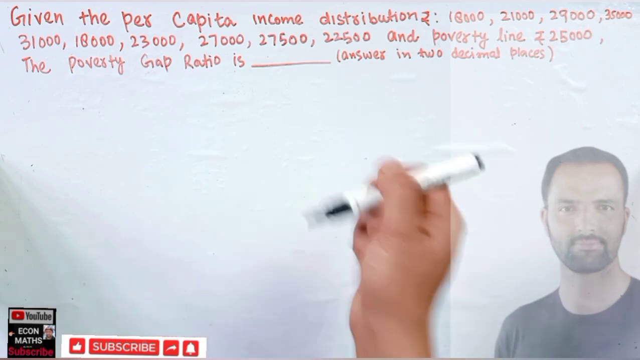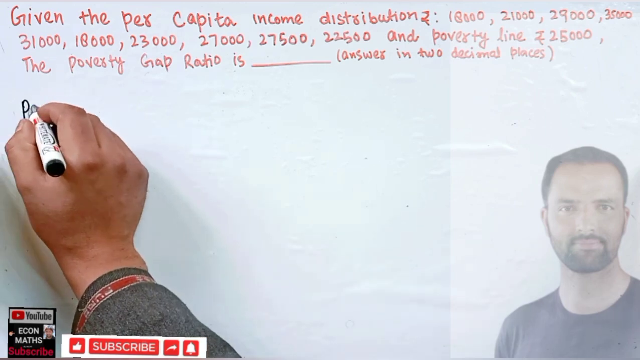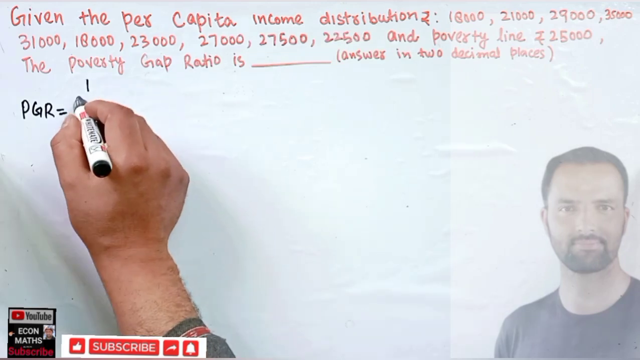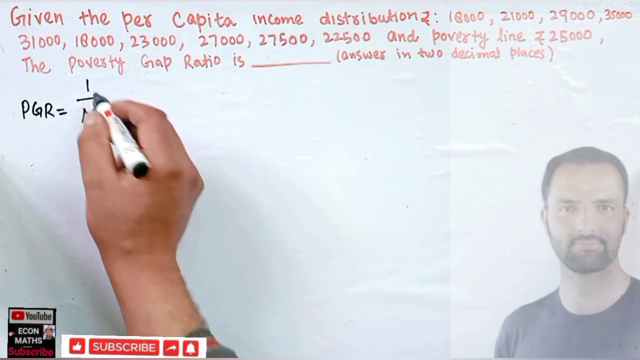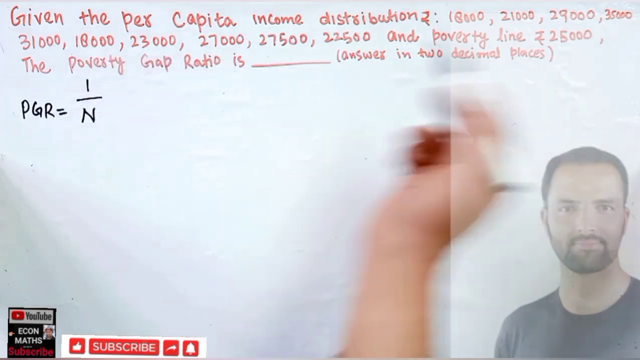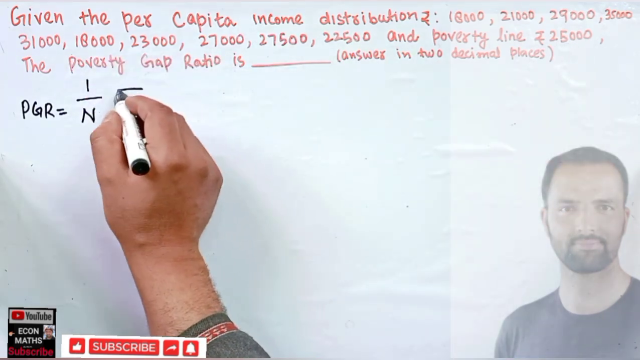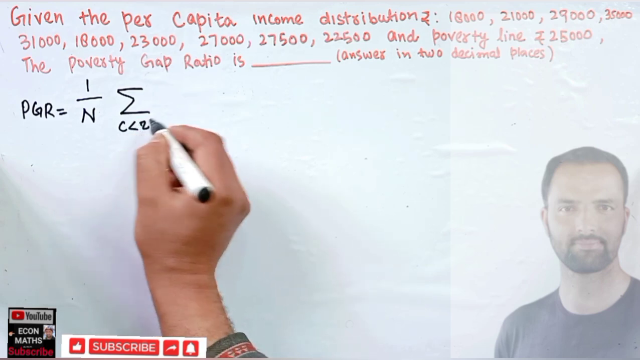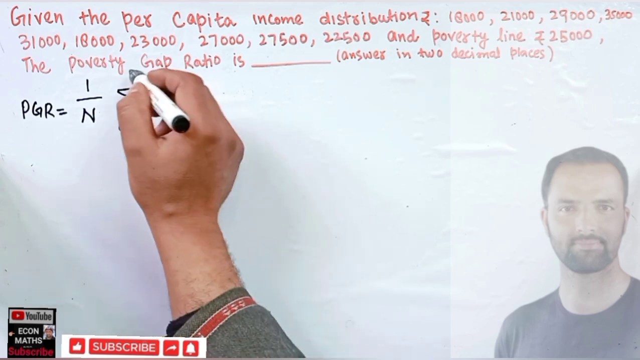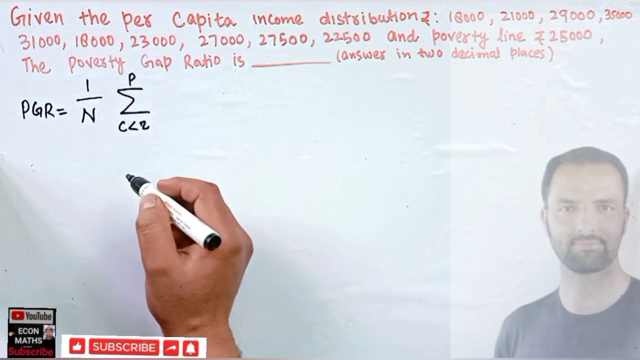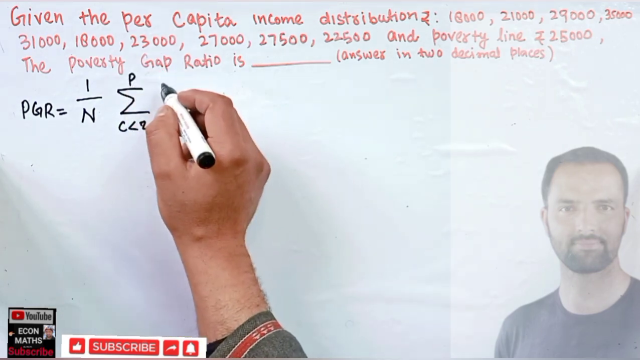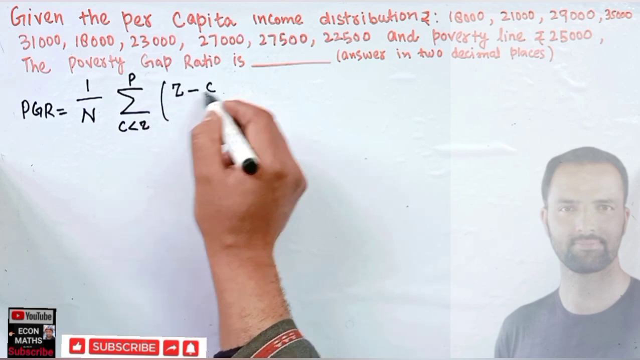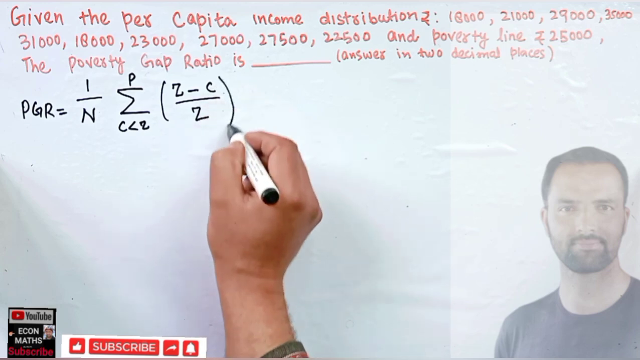And what does this mean? Let me write the formula for the poverty gap ratio. It is found by this formula: 1 upon N, where N denotes the number of persons, then the summation for C less than Z. Z denotes the poverty line, P denotes the number of poor, and C denotes income. Then we have Z, that's the poverty line, minus C, upon Z. Okay, let me write it here.